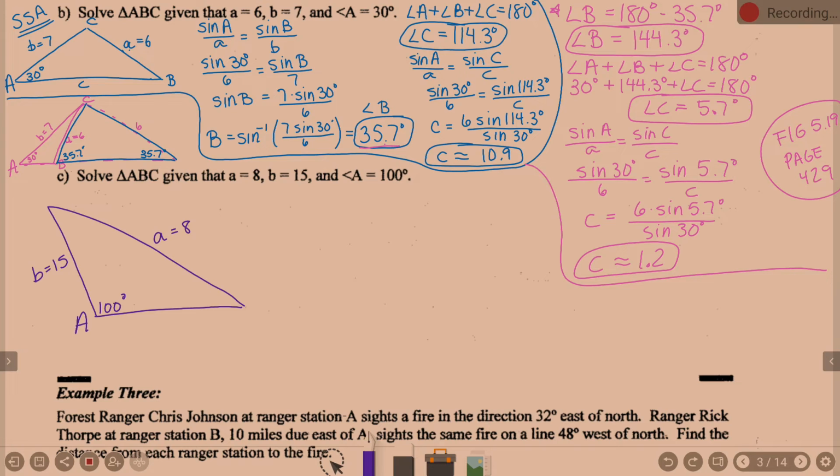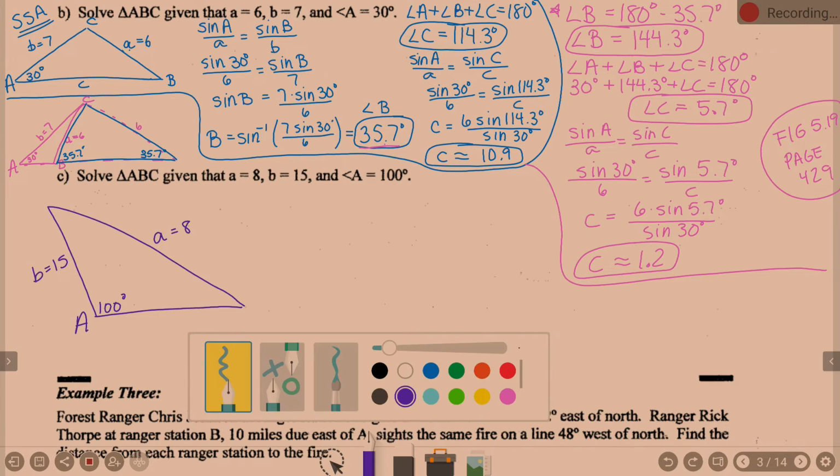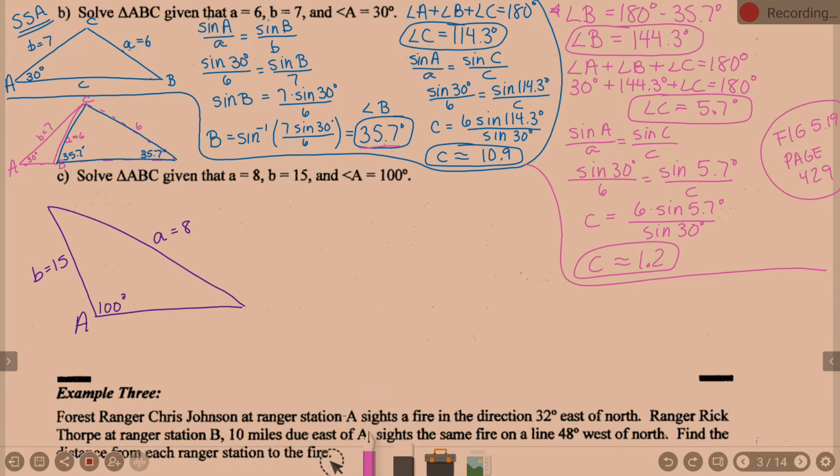Do we have one triangle possible, or if there's no triangles possible, it's just no solution. Because B is greater than A. You can just look at it and know. If A is obtuse, we have one triangle.